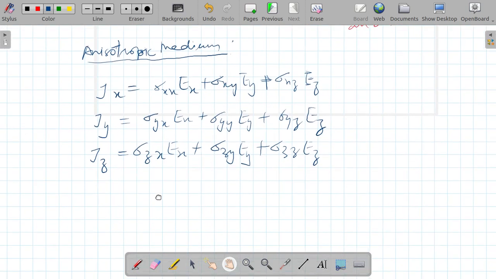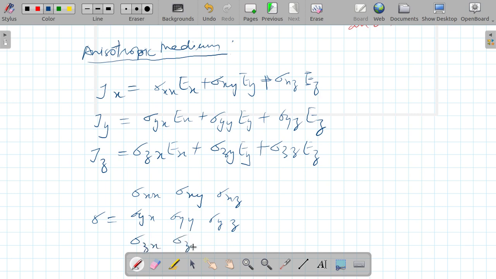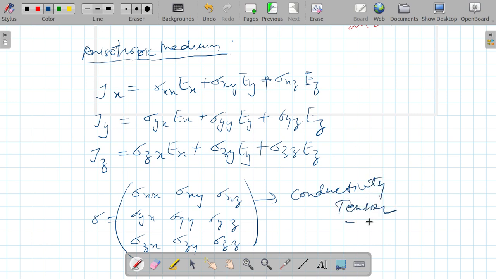If I look at these equations, here the conductivity can be expressed as the matrix with rows sigma xx, sigma xy, sigma xz; sigma yx, sigma yy, sigma yz; sigma zx, sigma zy, sigma zz. This is known as the conductivity tensor.